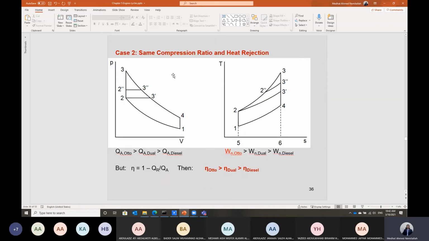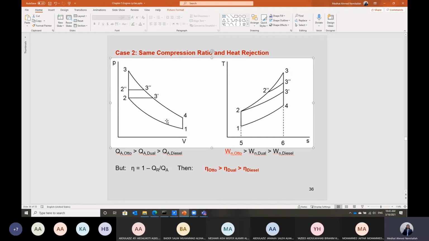Let's move to another point, comparison point. If we have the same compression ratio and the same heat rejection, not heat addition. So the Otto cycle will be 1 to 2 and then to 3, constant volume combustion, and then we have point 4. All cycles should have the same heat rejection. So all cycles should be following this isentropic expansion line. But to have constant pressure combustion in the diesel engine, the heat is added from point 2 to 3, and it will follow the same isentropic expansion line, in order to reach the same point 4, to have the same heat rejection.